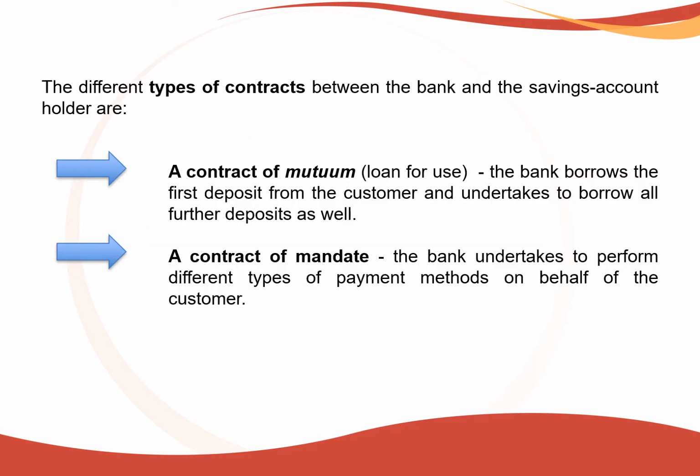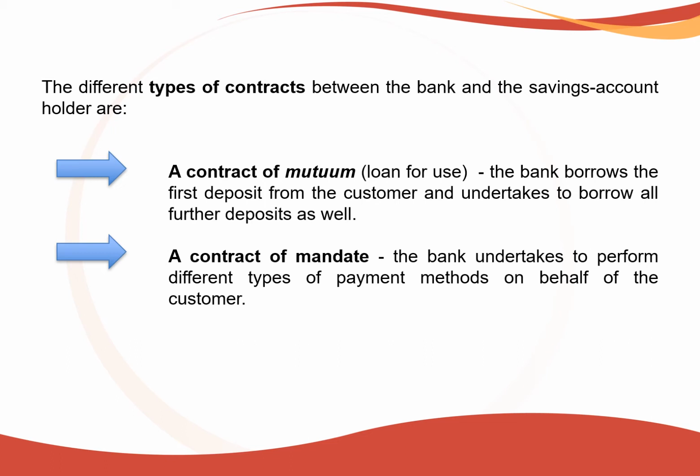The different types of contracts that come into being between the bank and the savings account holder are as follows. A contract of mutuum, or loan for use, is concluded in terms of which the bank borrows the first deposit from the customer and undertakes to borrow all further deposits as well. Although it is theoretically possible that the bank may allow the savings account holder to overdraw, in which case the bank makes a loan to the account holder, this does not happen in practice.